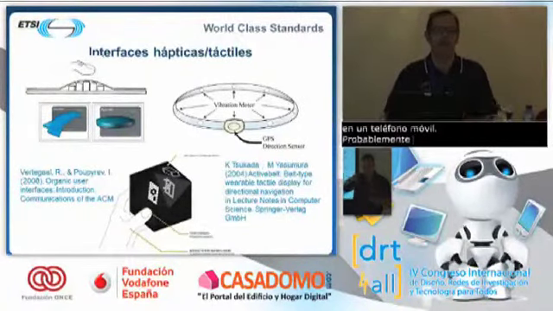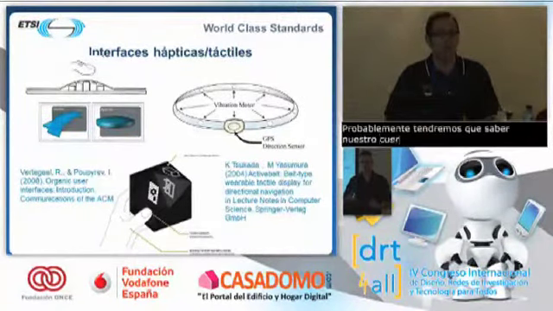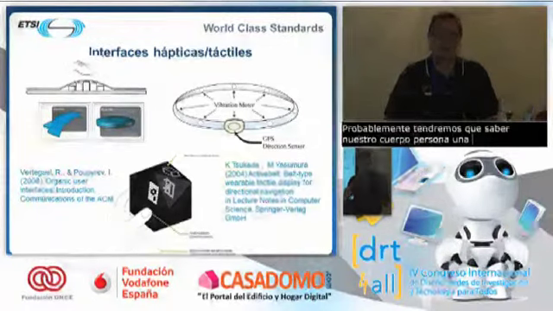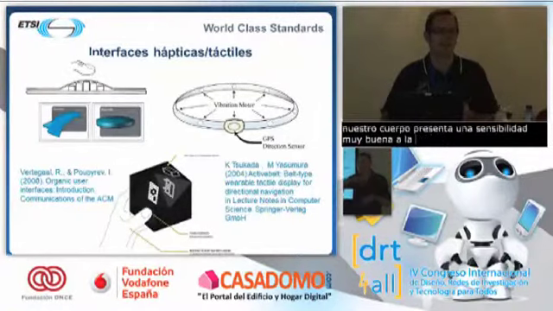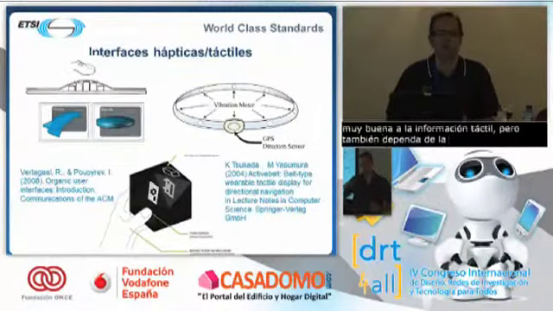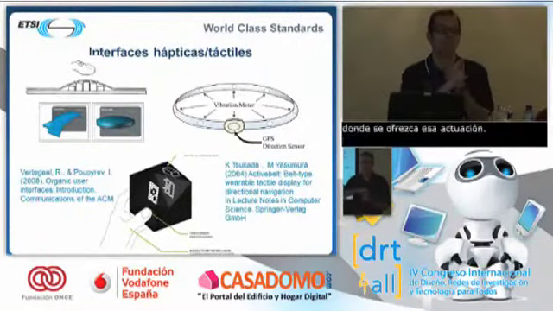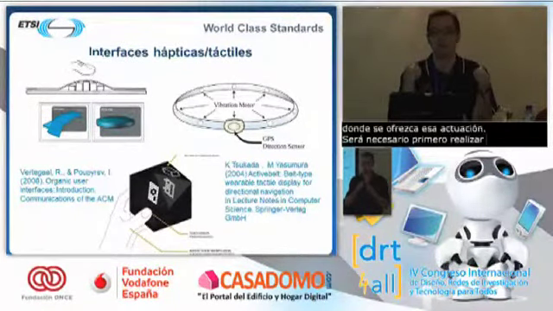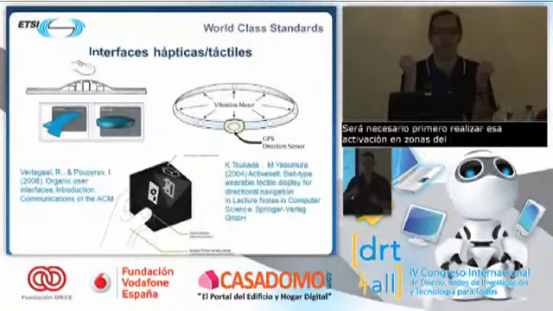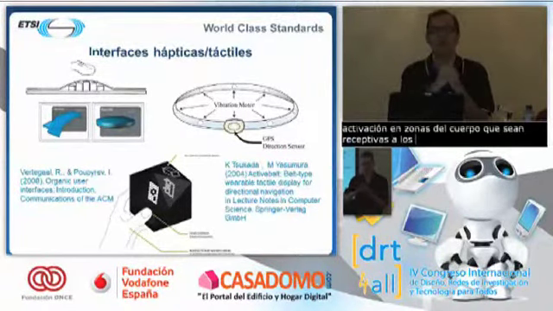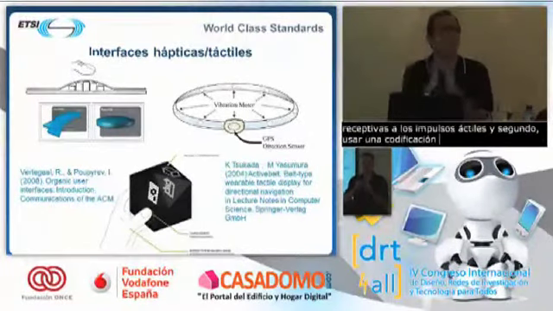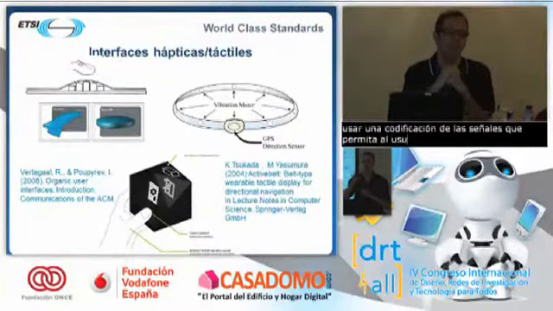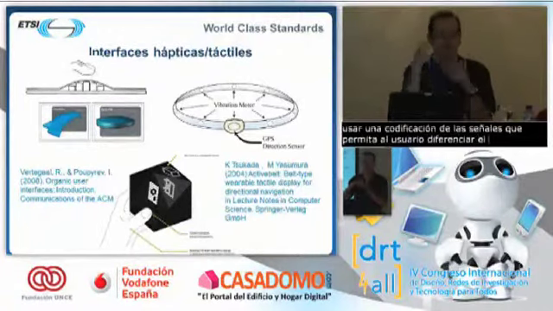Our body is very sensitive to tactile information, but it also depends on the part of the body where it is applied. So it would be necessary, first of all, to have that tactile stimulation in a part of the body where we would detect it. And we need to have signals which enable the user to distinguish between different messages.